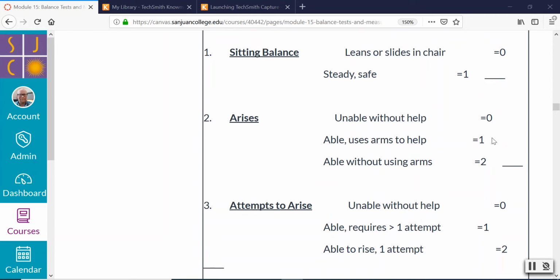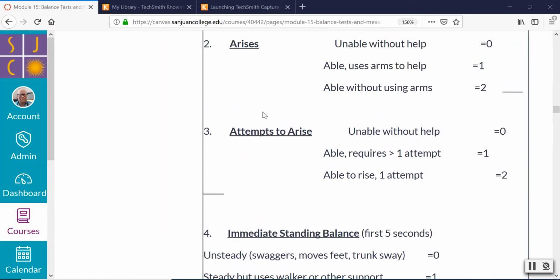Then moving on, if as they're trying to arise, they need help, they get 0 points for that. If they're able but it requires more than one attempt, so if they start to try and get up and they can't on their own, that's a point. But as long as they're able to eventually get up, it's still a point. So if they have to try 2 or 3 times to get up, they still get a point.